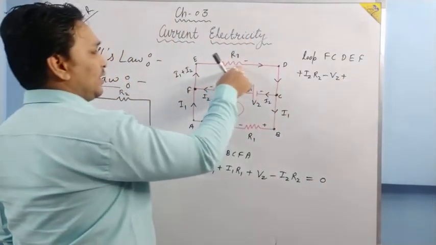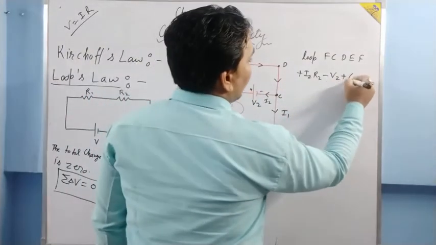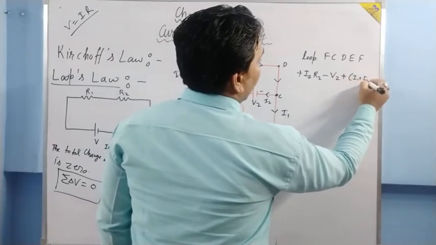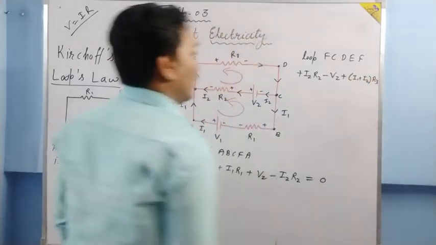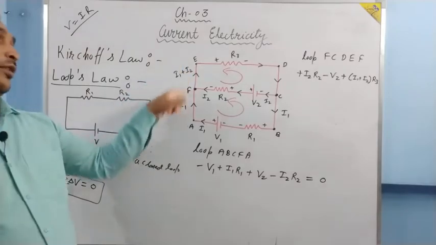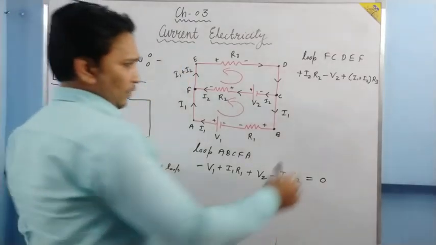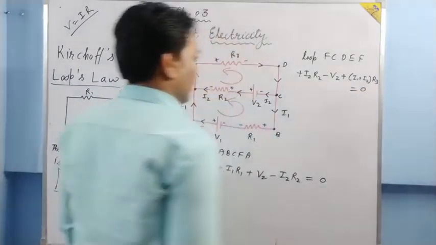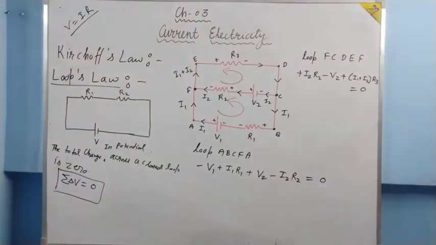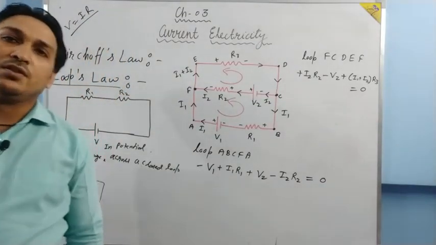What is the current passing through this? It is I1 plus I2. So it is I1 plus I2, outside the bracket, R3. Now from E to F, nothing is there. When we add them, it becomes 0.